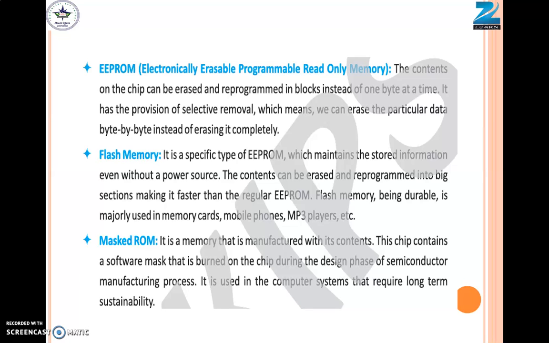Masked ROM. It is a memory that is manufactured with its content. This chip contains a software mask that is burned on the chip during the design phase of the semiconductor manufacturing process. It is used in computer systems that require long-term sustainability. With many devices we get the program in ROM that is not changed afterward and is masked with some other program. So that is called masked ROM.